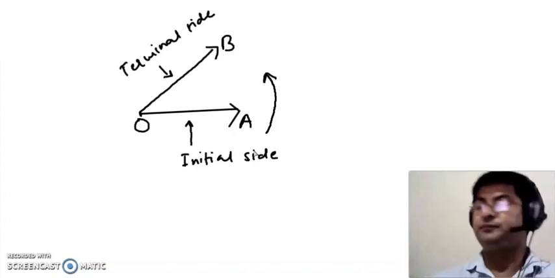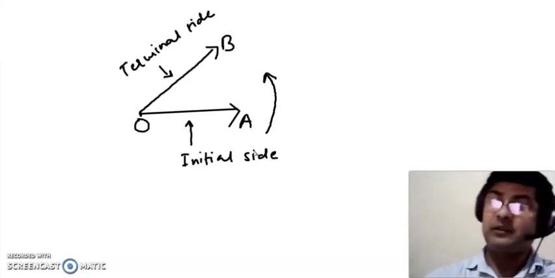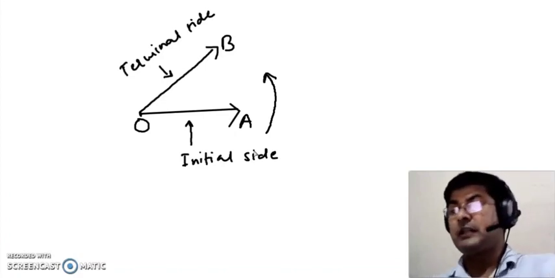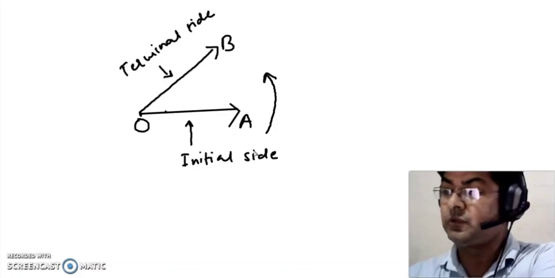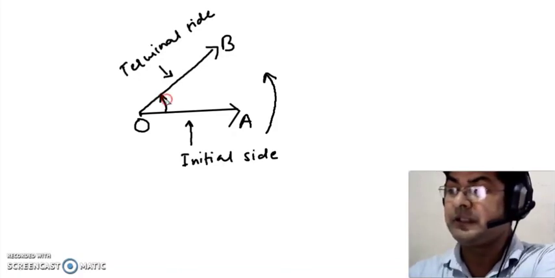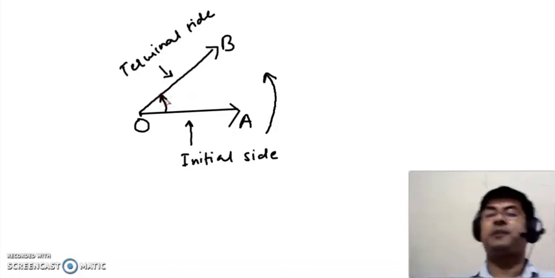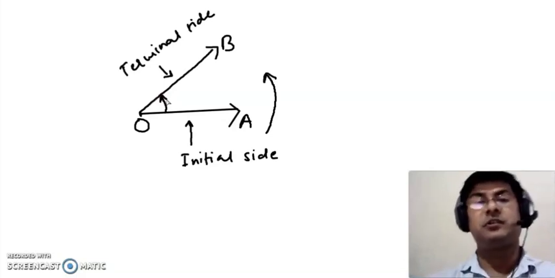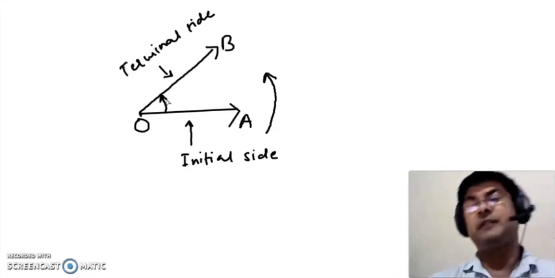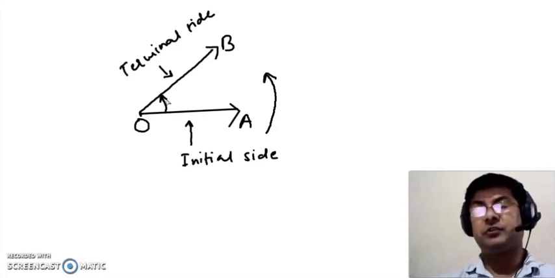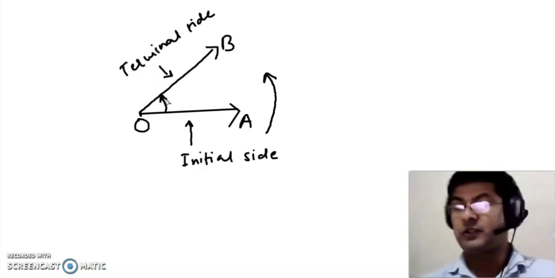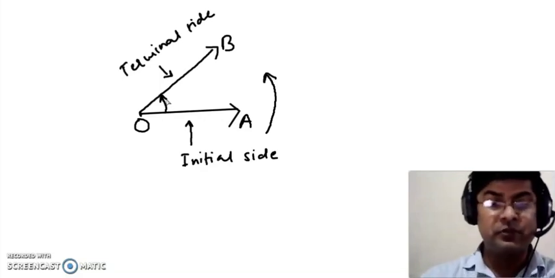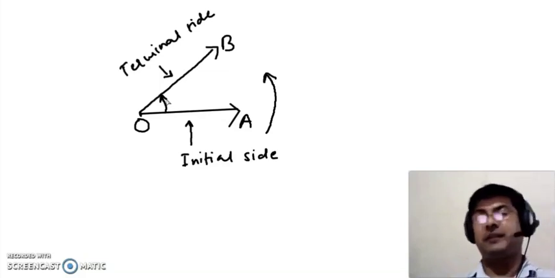Now we are aware of the initial side as well as the terminal side. So look at the amount of rotation which has taken place from the initial side. This amount of rotation is called the measure of angle. Clear? So the terms what is an angle and what is the measure of angle are clear to you. Now, sense of angle.